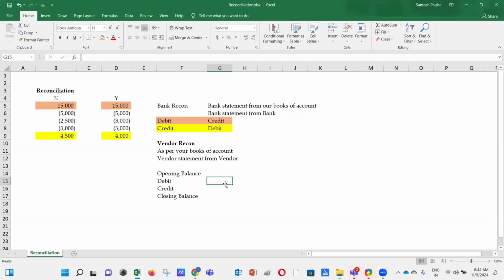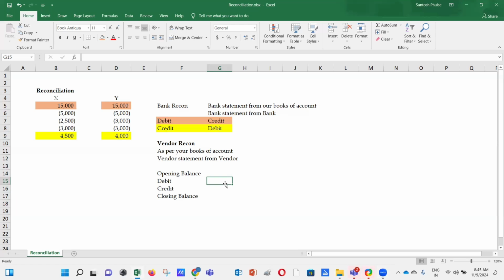Sometimes we have done the payment, but that's not recorded by our vendor. Then that is also going to be an open item in the reconciliation. So reconciliation means we have to find out the difference between the two statements, to ensure that whatever transactions have been recorded in our statement, exactly those need to be there in the other statement. And if there are any discrepancies, then we have to find out the reasons for that.